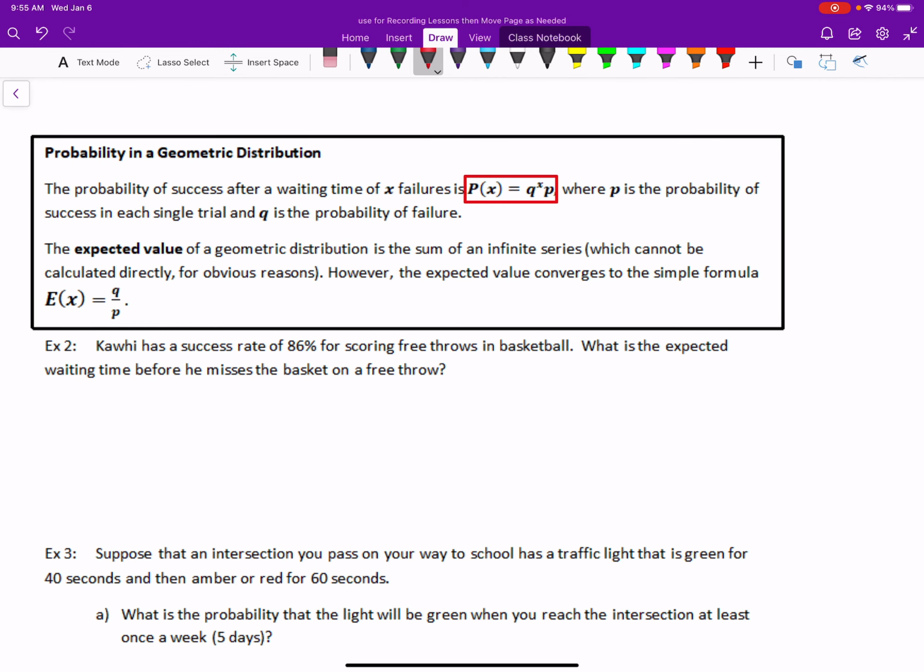And then we have a formula for the expected value as well. Again, I used the general expected value formula to calculate up above, but there is a shortcut. The expected value of a geometric distribution is the sum of an infinite series, which obviously we can't calculate directly because it's infinite. However, it converges. In other words, it gets close. Whoops, that was supposed to be a highlighter. It converges to the simple formula Q divided by P.